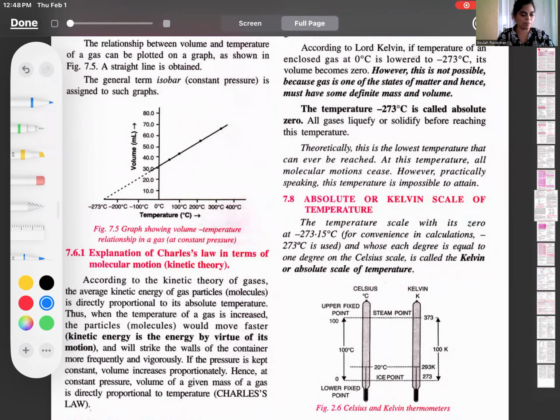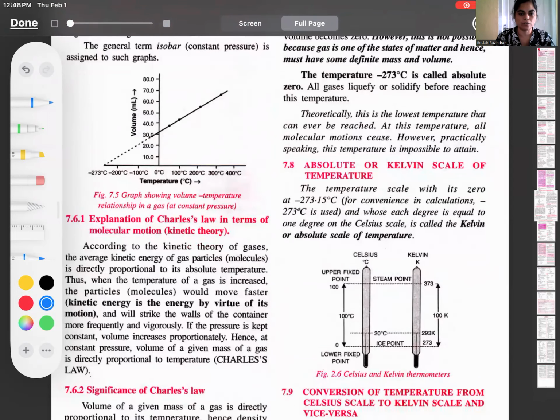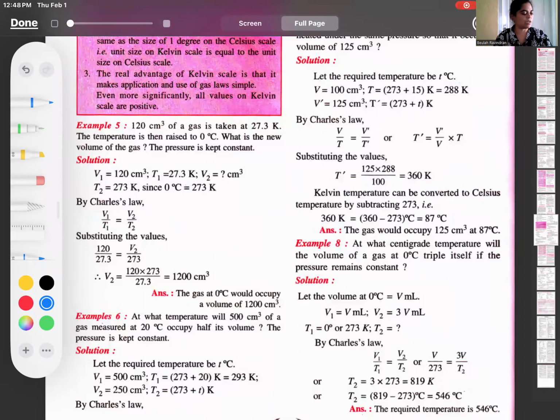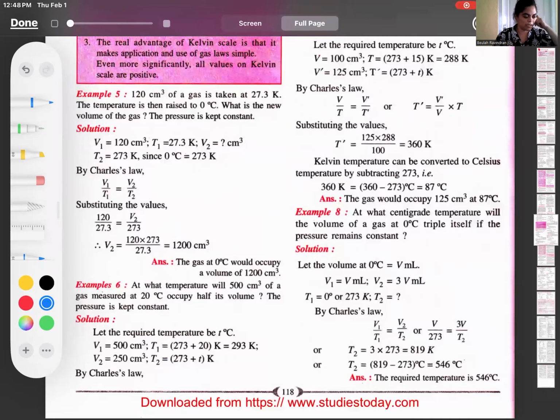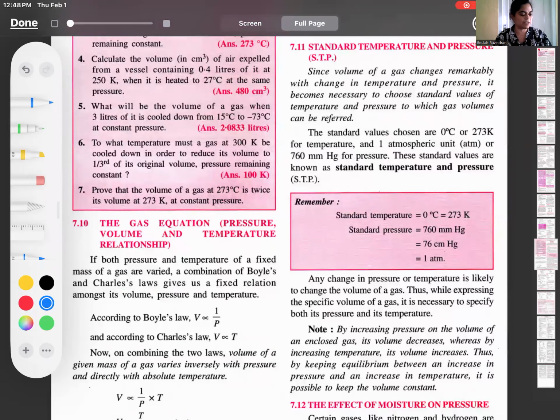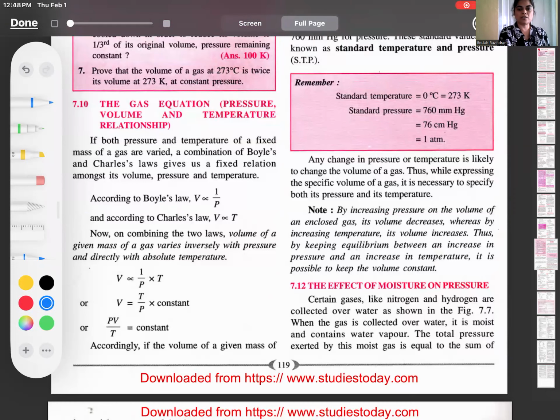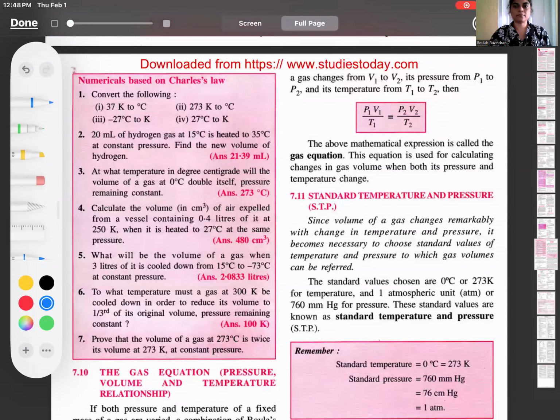You should also learn the explanation based on molecular motion. It resembles Boyle's law, so just have a look at it. Keep going on about the significance, all the problems, everything. This is very important. Go through all the problems and do all the exercises also. Then we'll see the gas equation later in the next class. So go through Boyle's law and Charles law right now. Thank you.